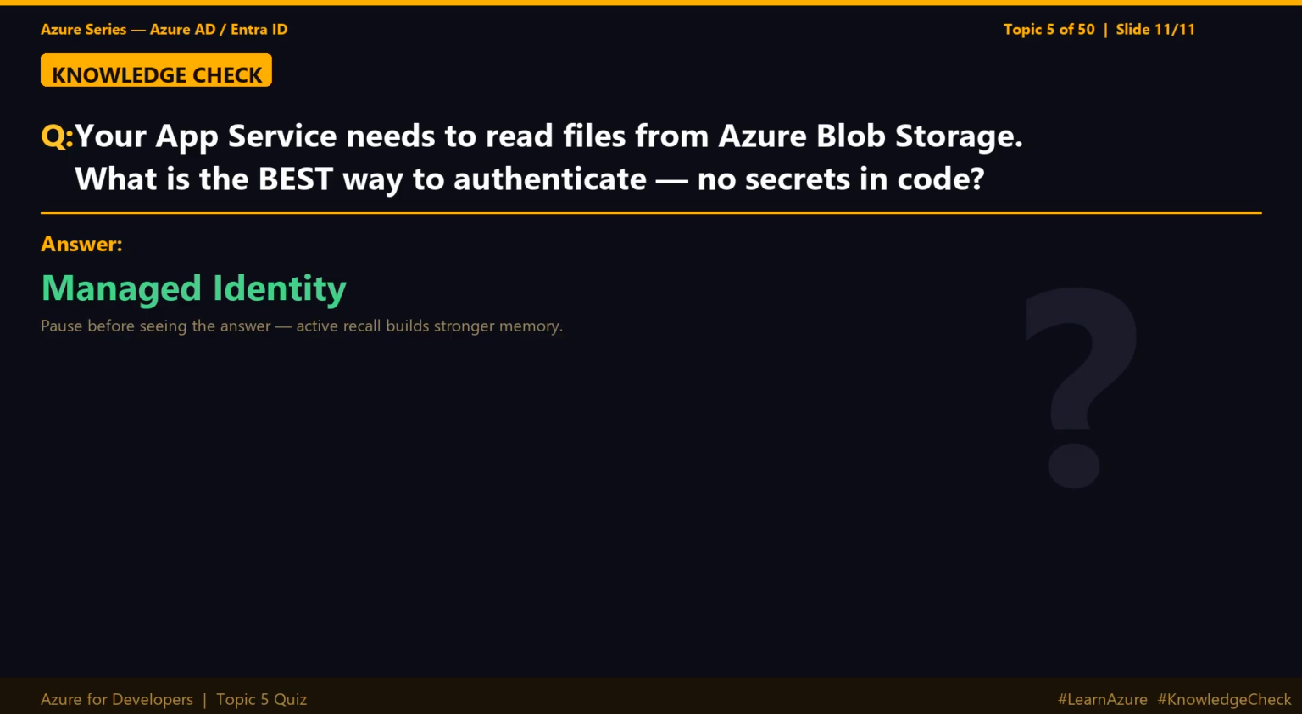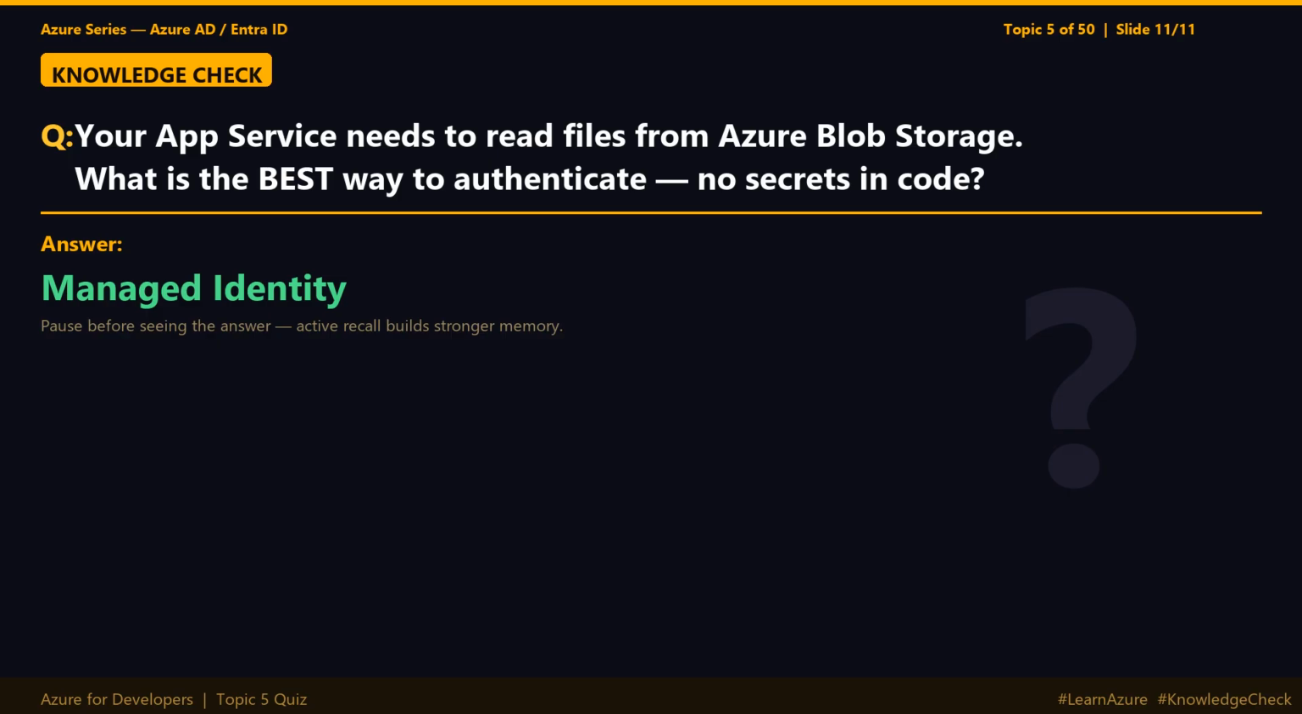In Topic 6 we cover Azure Resource Manager, the layer that sits between you and every Azure service, processing every deployment and management operation. Understanding ARM is what makes Azure's consistency across services click. See you in the next video.